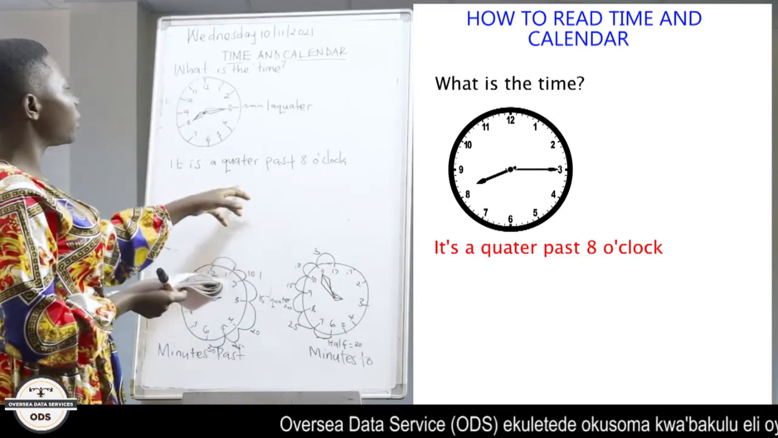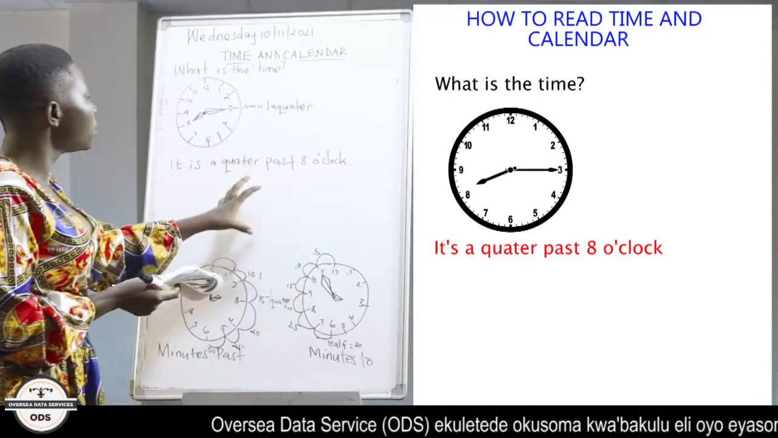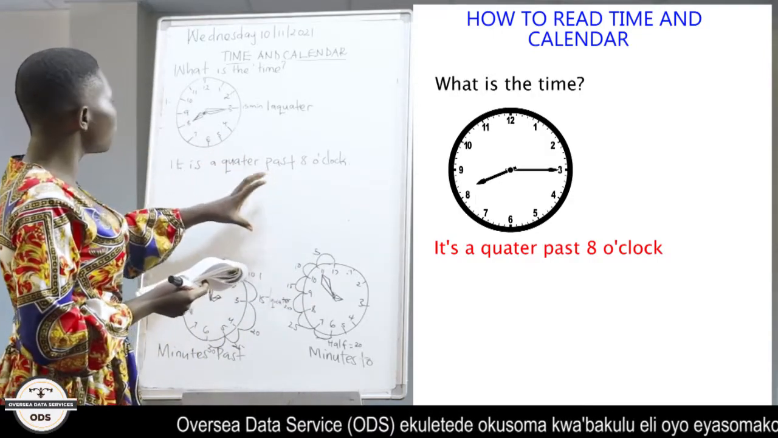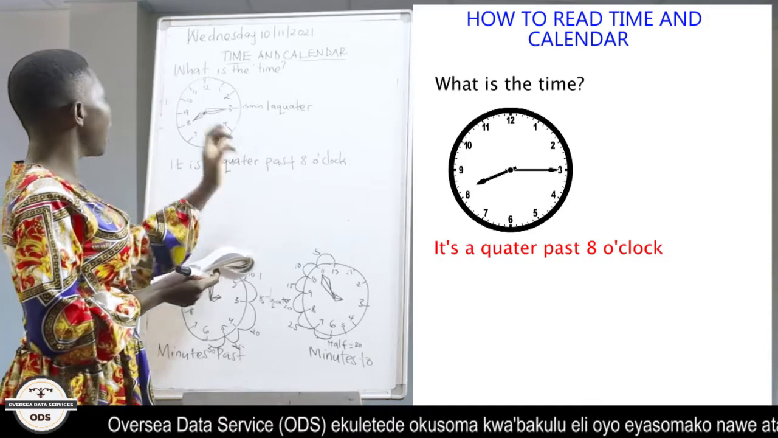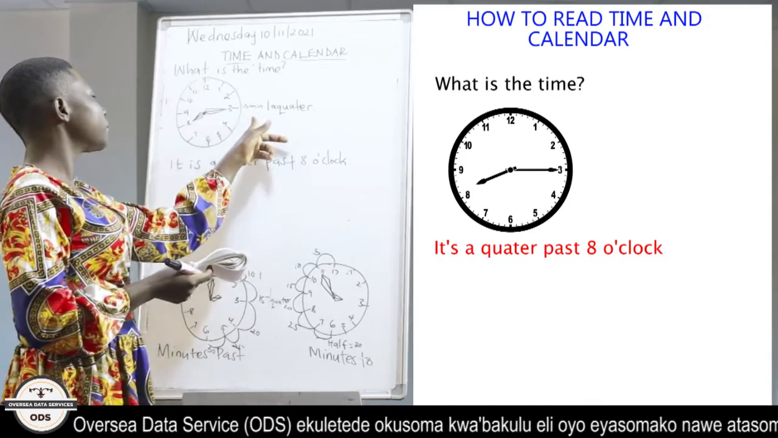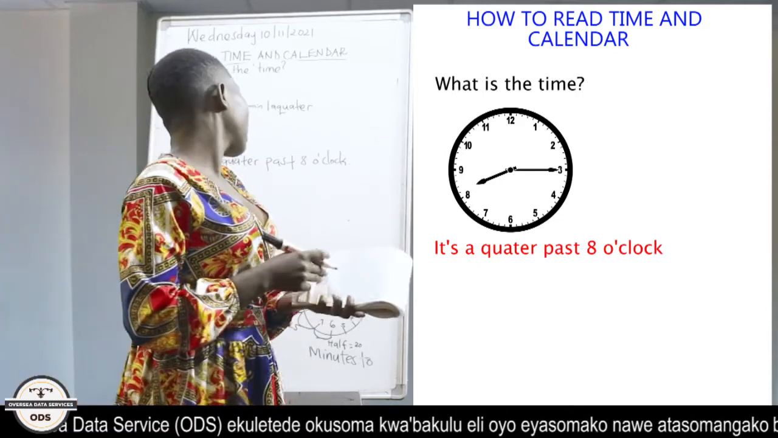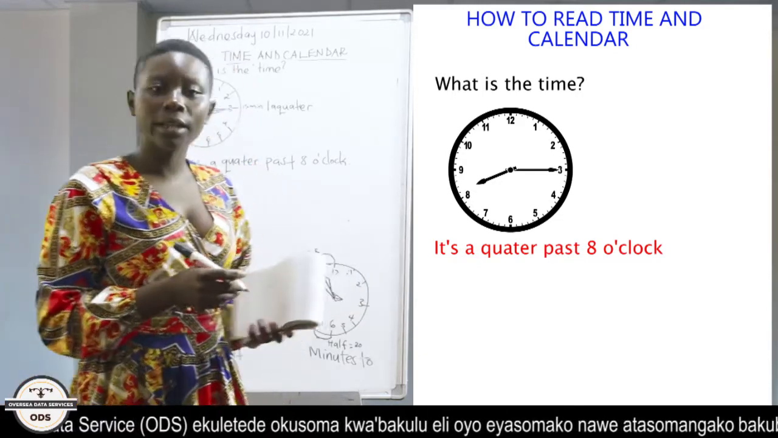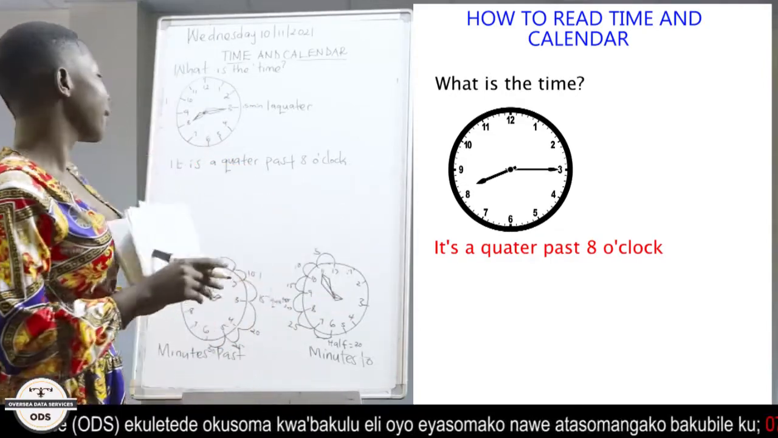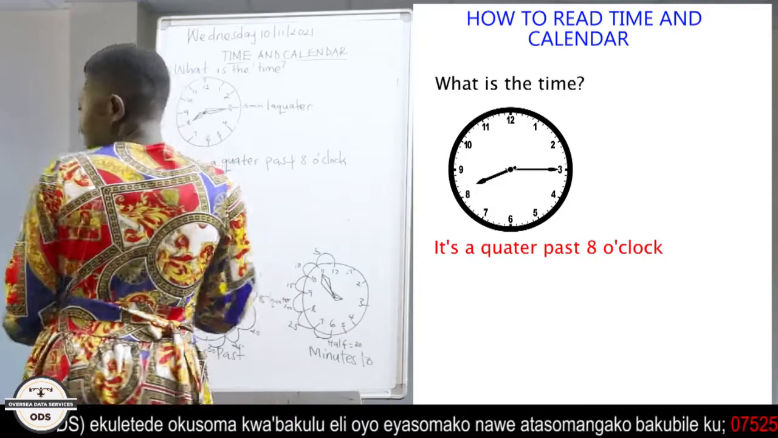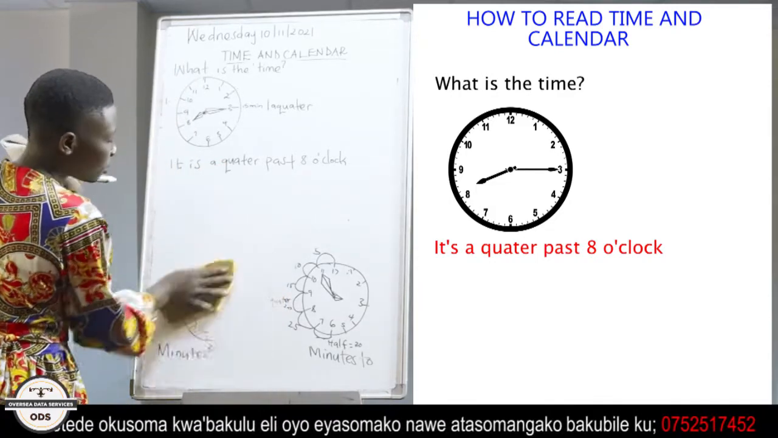It is a quarter past 8 o'clock. What does this mean? That's how we say. That's why we are saying that it's a quarter past 8 o'clock. Okay? Hope it's very, very okay on your side.